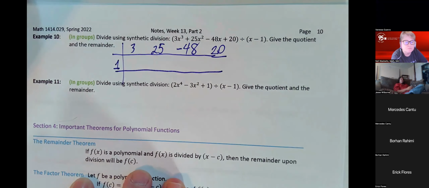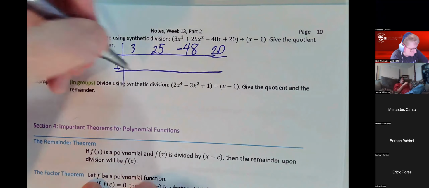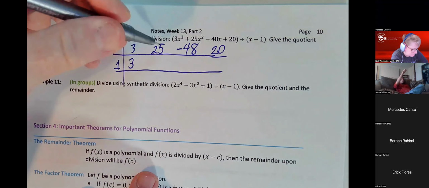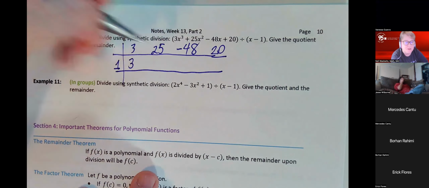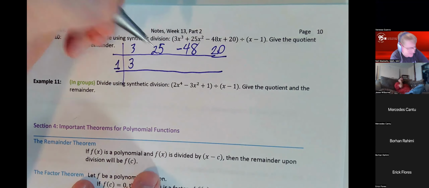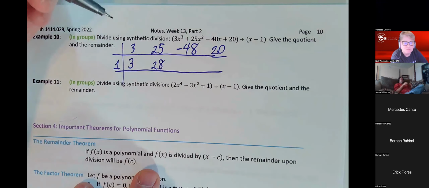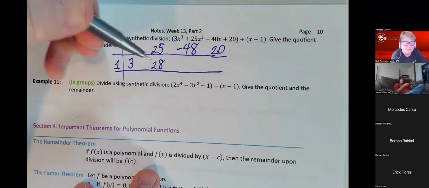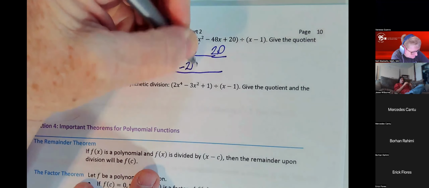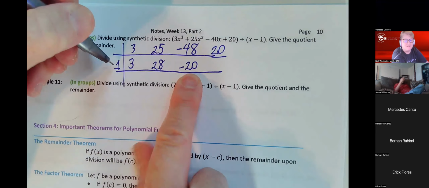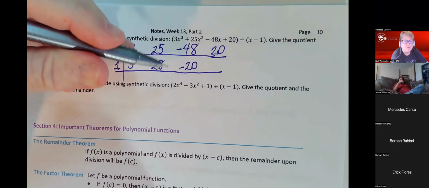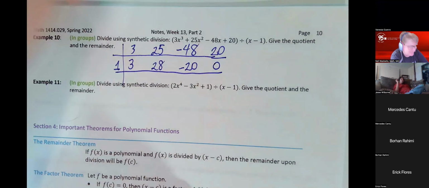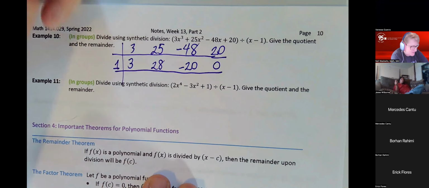All right, so we drop down the 3. So 1 times 3 is 3. 3 plus 25 is 28. Good. And then you multiply and subtract the 48 from the 28 and get negative 20. And don't forget to multiply. And then the last two numbers, negative 20 plus 20, 0. Good. So what is the remainder?